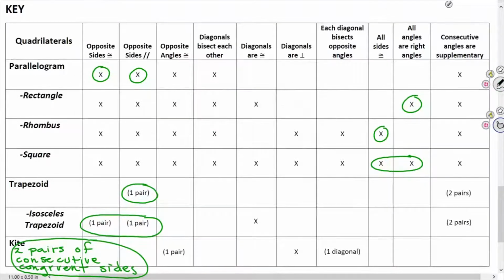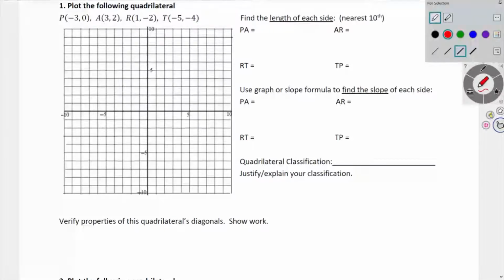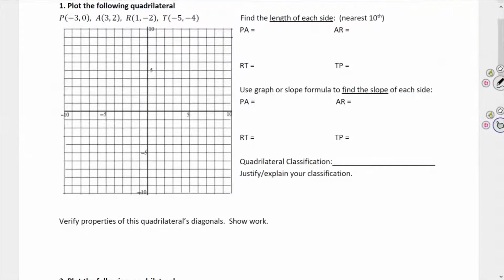So now we'll look at plotting 4 points in the coordinate plane and determining which shape it is using these defining characteristics of the quadrilaterals. Okay, so I'm given a coordinate plane and 4 points. So I will first plot those points. So here I have quadrilateral PART.